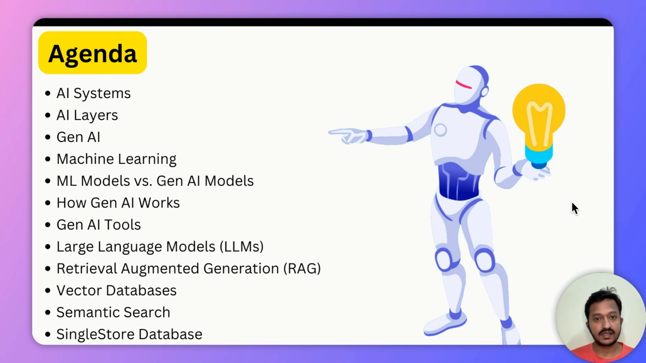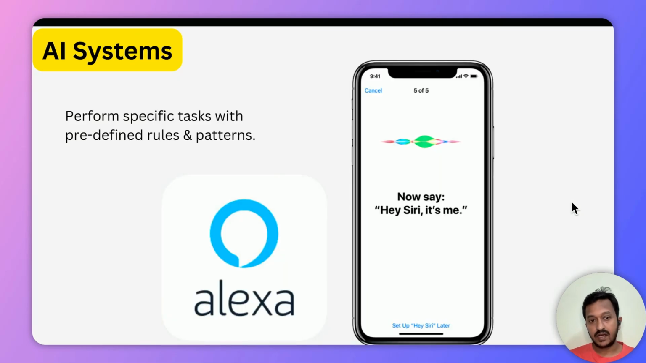So today's agenda is all about AI systems, the different AI layers, Gen AI, machine learning, ML models, how ML models are different from Gen AI models, how Gen AI works, and some different Gen AI tools. Like I said, we'll talk about large language models, retrieval augmented generation, vector databases, semantic search, and also I'm going to talk about SingleStore database at the end. Okay, so let's talk about the traditional AI systems.